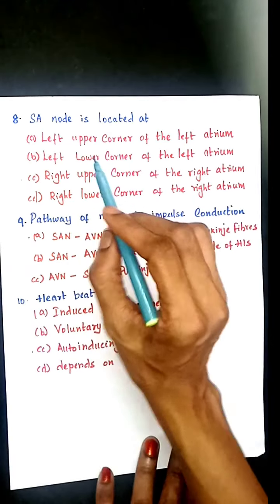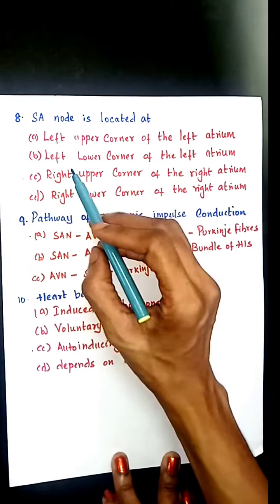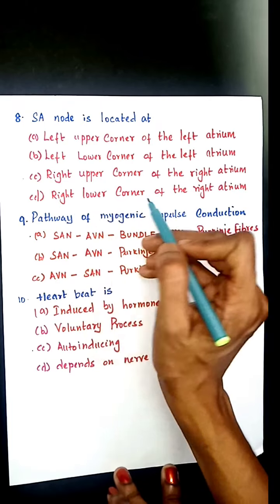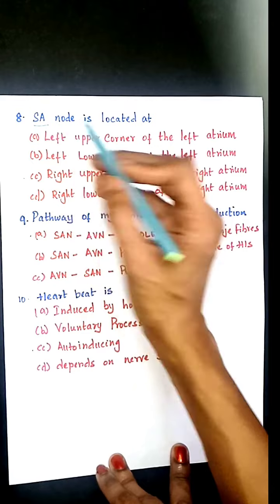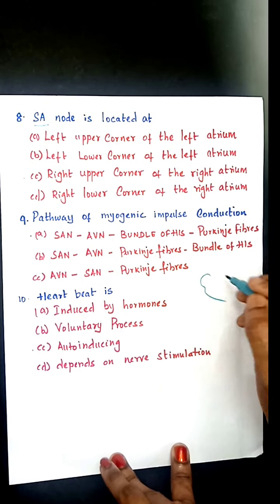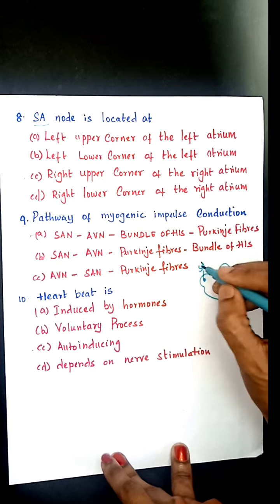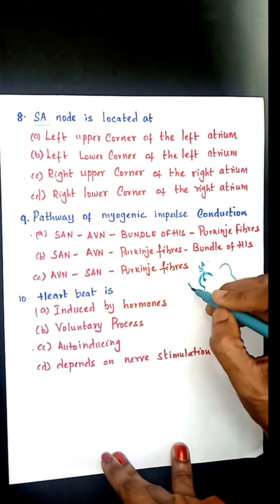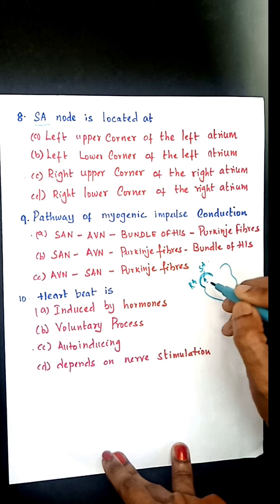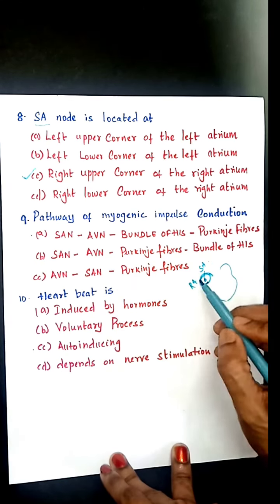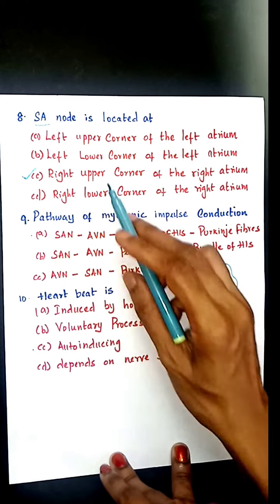SA node is located at the left upper corner of the left atrium, left lower corner of the left atrium, right upper corner of the right atrium, or right lower corner of the right atrium. SA node is the sino-auricular node. So you have the heart. Here is the sino-auricular node, in the right atrium. So the right upper corner of the right atrium is the correct choice.